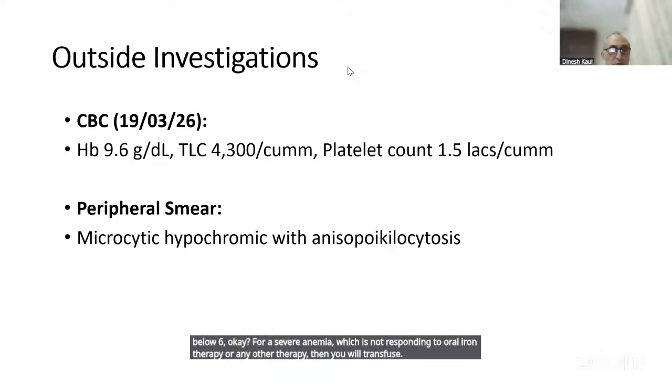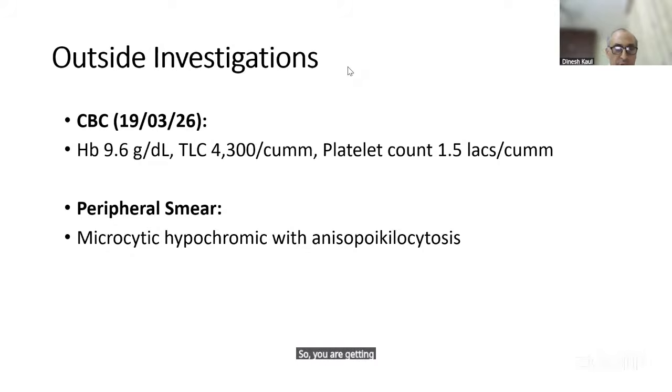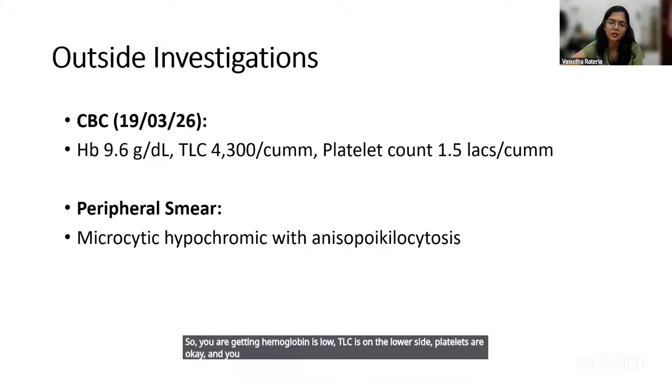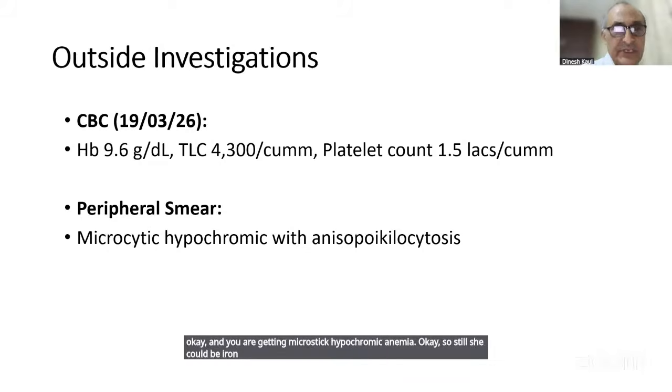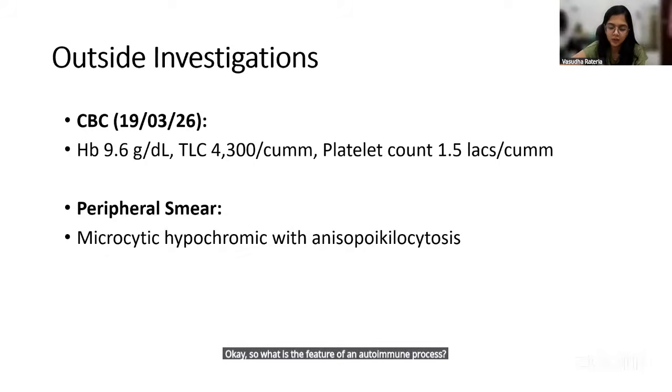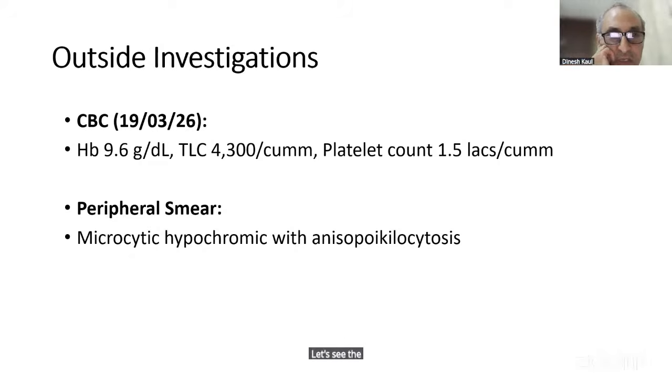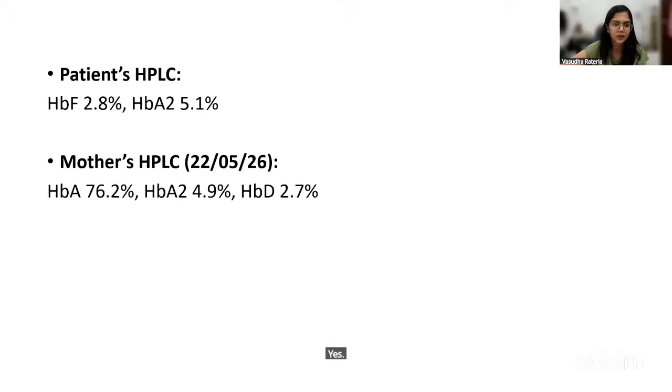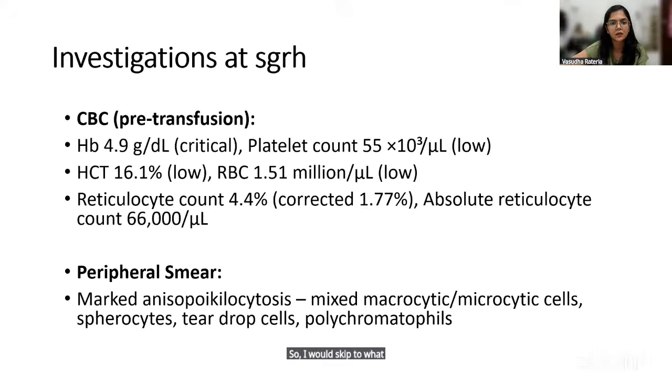So you are getting hemoglobin low, TLC on the lower side, platelets okay, and you are getting microcytic hypochromic anemia. So still she could be iron deficiency. What is the feature of an autoimmune process? Sir, in autoimmune hemolytic anemia, we would see... let's see the investigations. Do we have the investigations? I would skip to what we had done here.